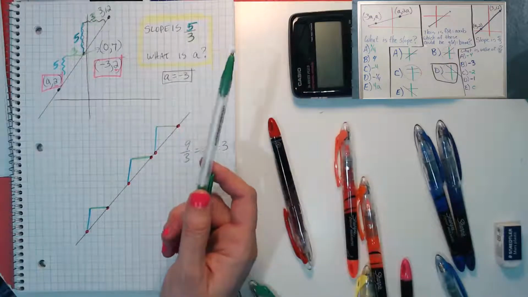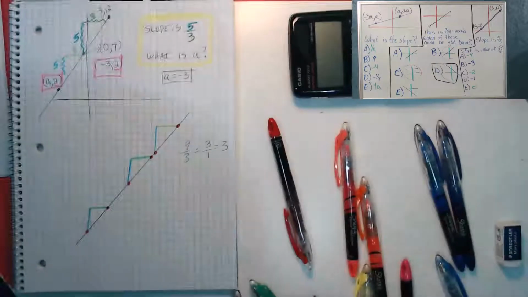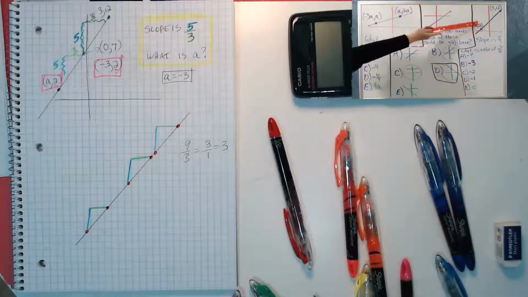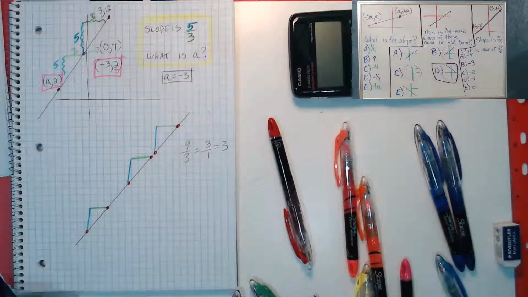So on a test, if they give you one like the one on the board, okay, over here, they give you one like this, just start backtracking with the slope. Just start sketching it out on your paper and keep plotting points until you get to the other point. It may take a little more time, but you won't have to memorize something else in order to get there.